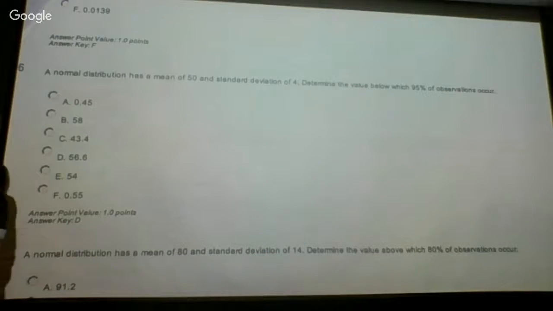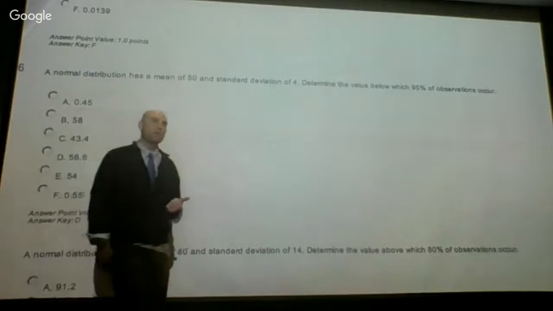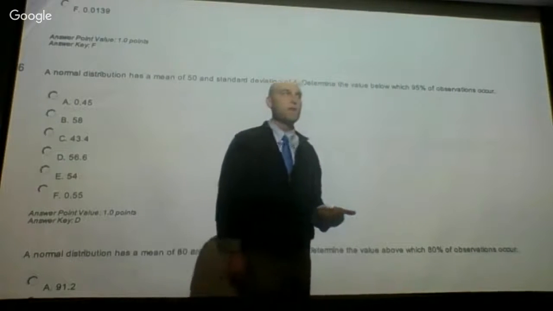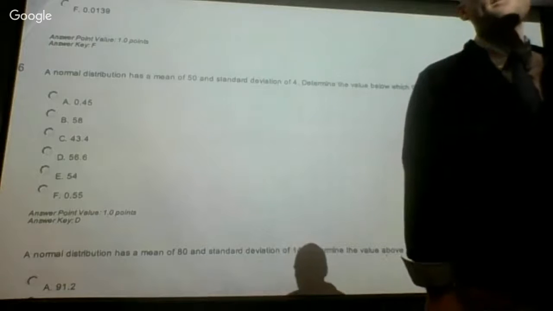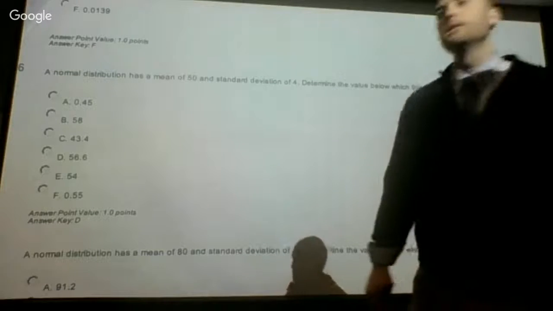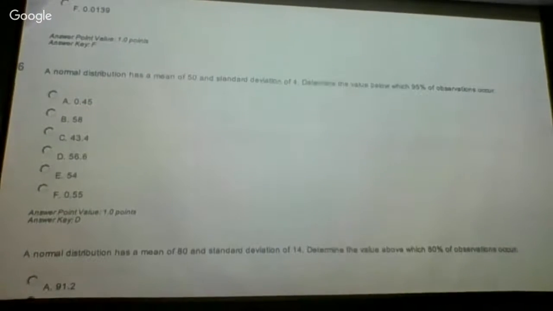What this question is asking is, given a normal distribution with a mean of 50 and a standard deviation of 4, what is the 95th percentile? So we're given those 3 pieces of information. Normal distribution. The mean is 50, standard deviation is 4. So I'm going to draw that picture.